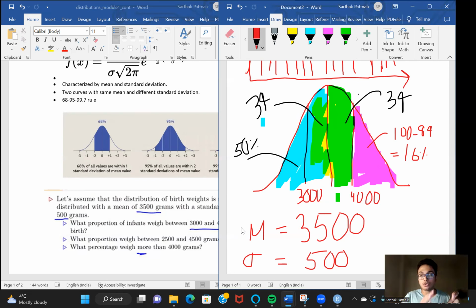of the data. So how far will be more than 4000? It will be the total, that is 100 minus 50 plus 34, which is 84. 100 minus 84 gives you 16. So 16% of the data lies ahead of 4000.